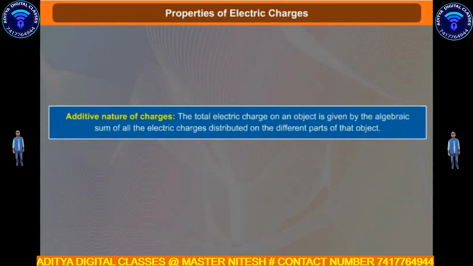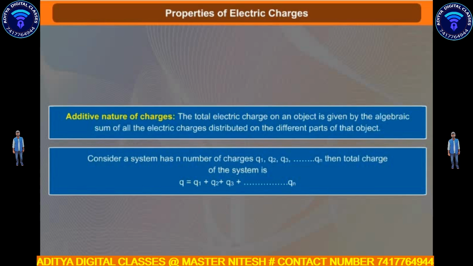Additive nature of charges. The total electric charge on an object is given by the algebraic sum of all the electric charges distributed on the different parts of that object. Consider a system has n number of charges, Q1, Q2, Q3, and so on up to Qn, then the total charge of the system is Q equal to Q1 plus Q2 plus Q3 plus so on up to plus Qn.